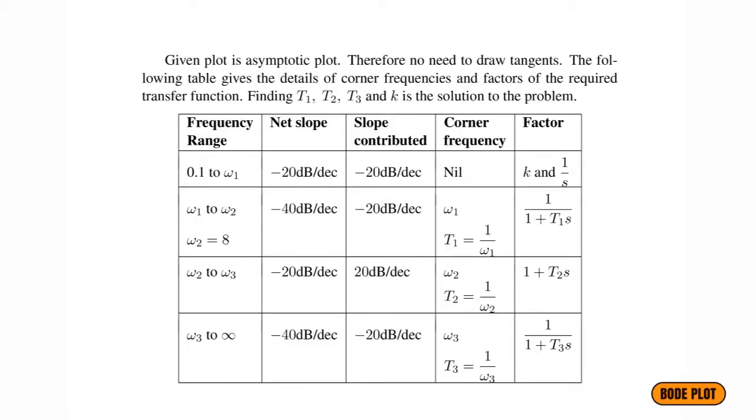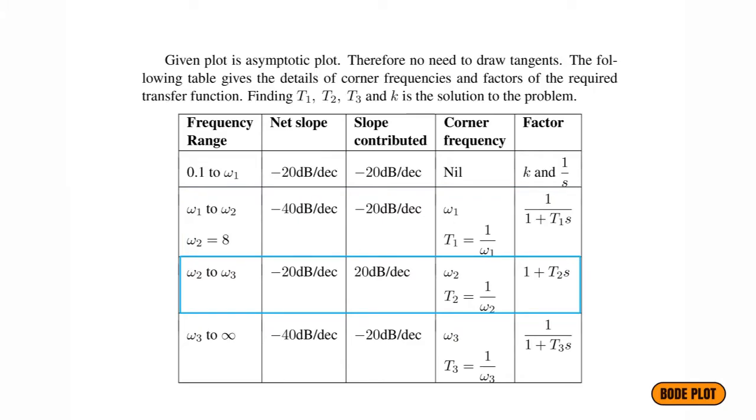Omega 1 to omega 2. Omega 2 is given as 8. The slope is minus 40. Already minus 20, so minus 40 means this factor contributes minus 20 dB. That is tau 1 equal to 1 by omega 1. The factor is 1 by 1 plus tau 1 s. Yes, that's all.